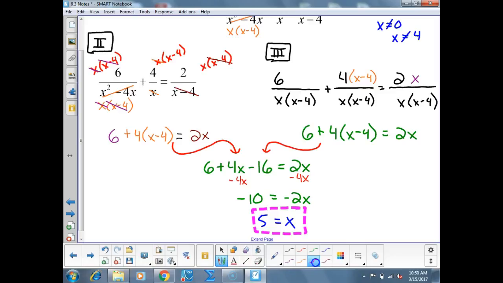Questions on that one? Yes, ma'am. One way done is x equals 4, then multiply for this answer. No solution. Yep.